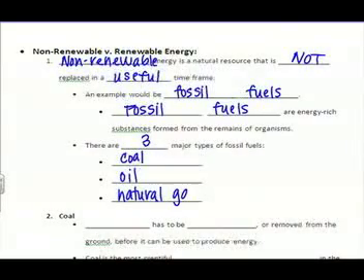And not the kind of natural gas that seventh graders typically have in the classroom. Boys, keep it together.